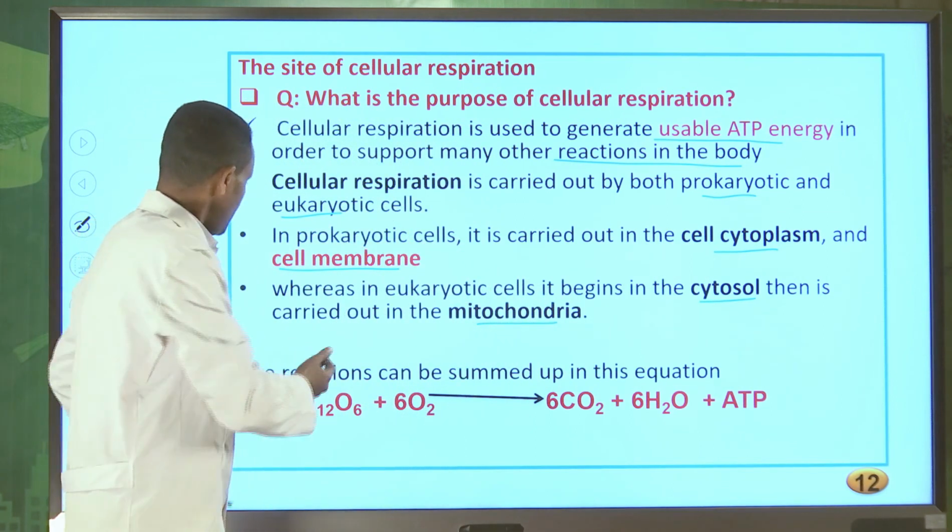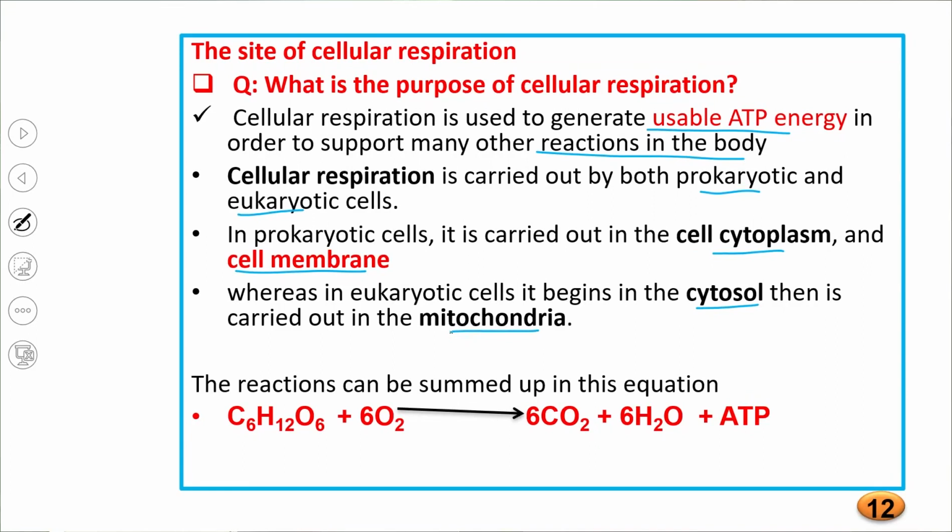Here, if you see the sum of the reactions of cellular respiration, to completely oxidize 1 molecule of glucose, we need 6 molecules of oxygen. Finally, 6 molecules of carbon dioxide are produced and 6 molecules of water are again produced, and with this energy, ATP can be produced.